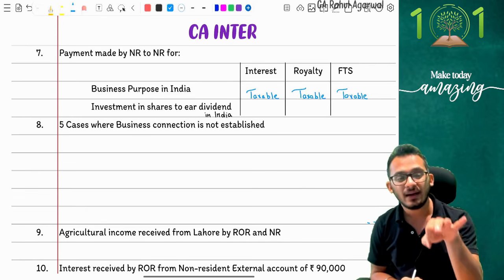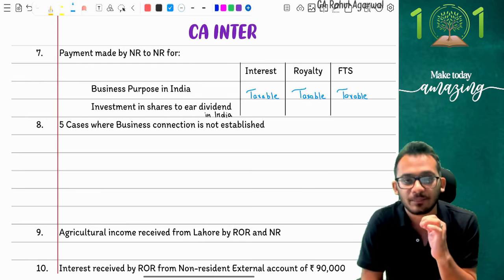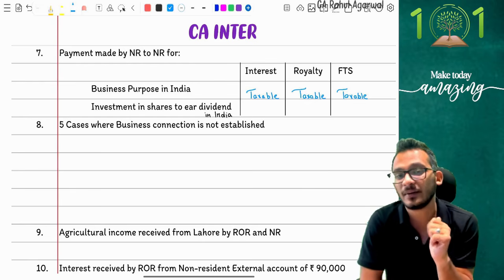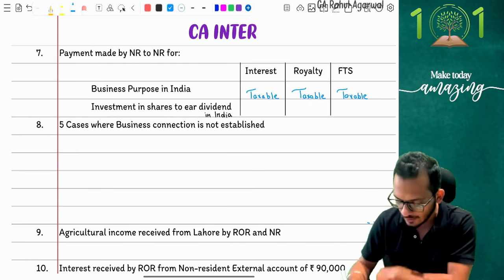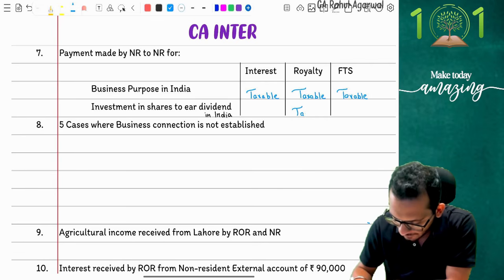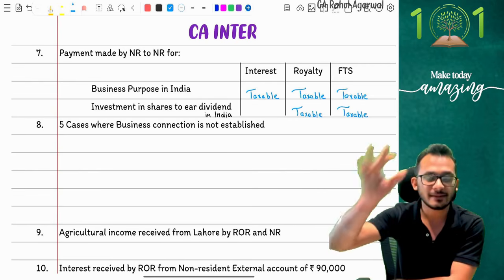Clear? Yes. However, when it comes to other reasons, if you tell me, Rahul, I'm going to use the money for utilization to earn dividends, like basically income from other sources, in that case, royalty and FTS say, I don't care. The moment the utilization is happening in India, whether it is for a business reason or for another reason, it is taxable in India.